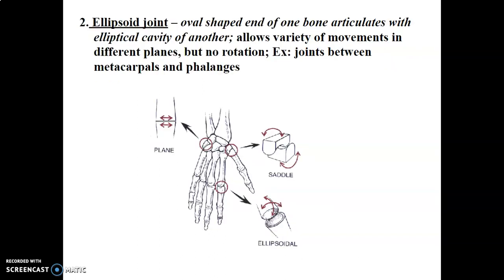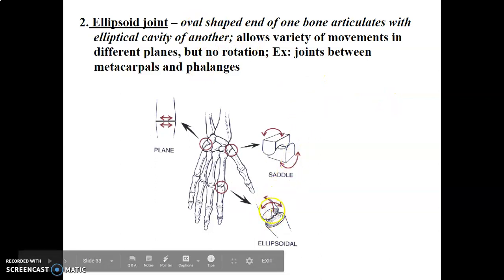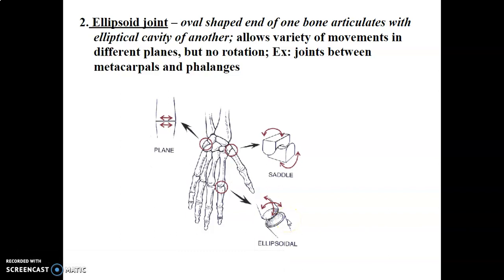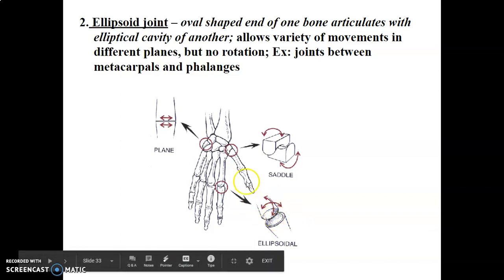We have the ellipsoid joint. This one may not be quite as common. Our hands and feet are very complex, particularly our wrists. So you'll see several different types of joints here. The ellipsoid joint, one end is an oval shape, and it articulates with an elliptical cavity of another, almost like the ball and socket, but not quite as much range of motion. It just gives different movements in different planes. It can't rotate. So like throwing a baseball, think about that rotation of the shoulder that goes from backwards to forwards. Ellipsoid joints can't quite do that, but they can move all kinds of different planes.